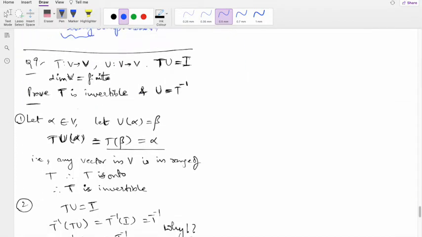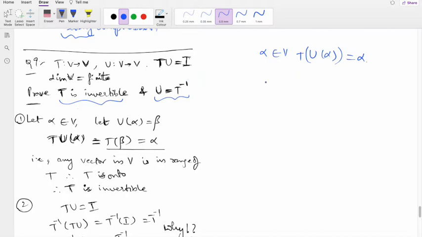Okay, moving on to the next problem. This is question 9 in the Hoffman-Kunze book. Let's say we have two transformations T and U that both operate on this vector space V, and the dimension of V is finite. They are such that TU is equal to I. That is, if I take alpha belonging to V, first apply U on it, then apply T on the result, I get back alpha. What we need to prove is that T is invertible, and that this U is actually the T inverse.